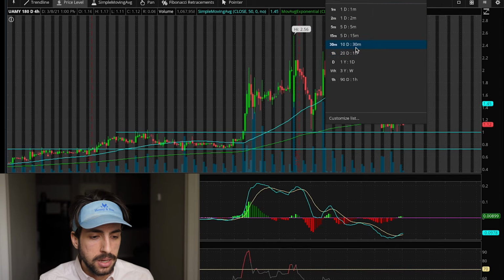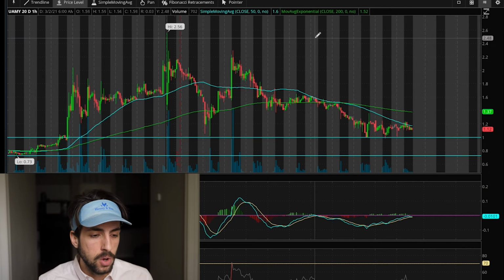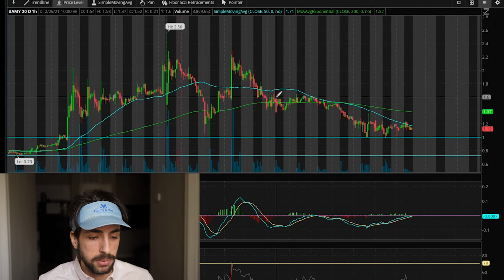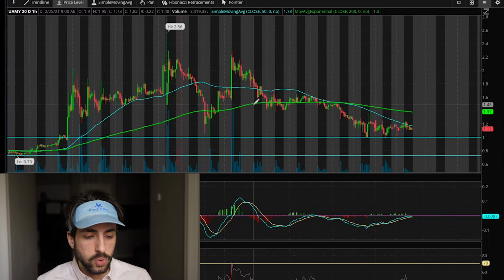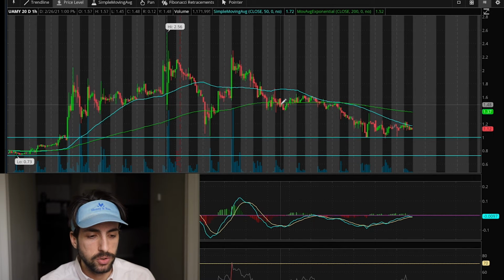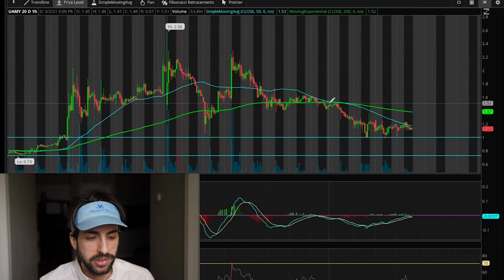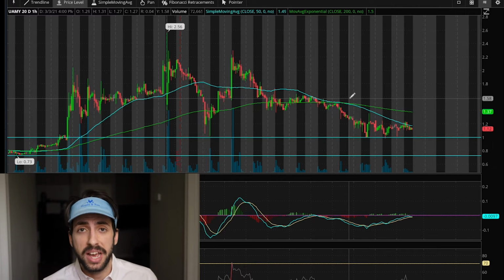If we zoom in to the 20-day 1-hour chart, this is the meat and potatoes. This is what has been happening as of late. So first, I'm going to make a note right here. See, this green line is the 200-day moving average, and this blue line is the 50-day moving average. So what we can see here is the 200-day moving average crosses above the 50-day moving average. Now, what that is known as, unfortunately, is the death cross.